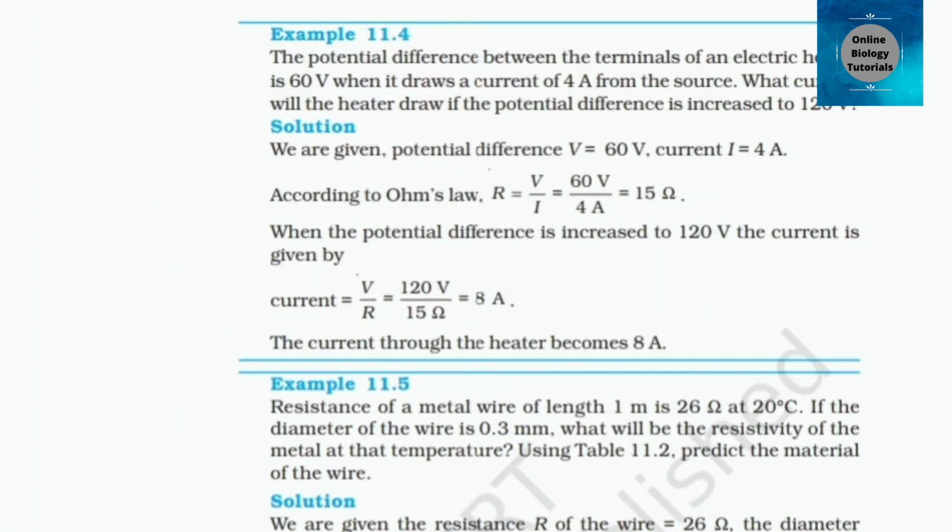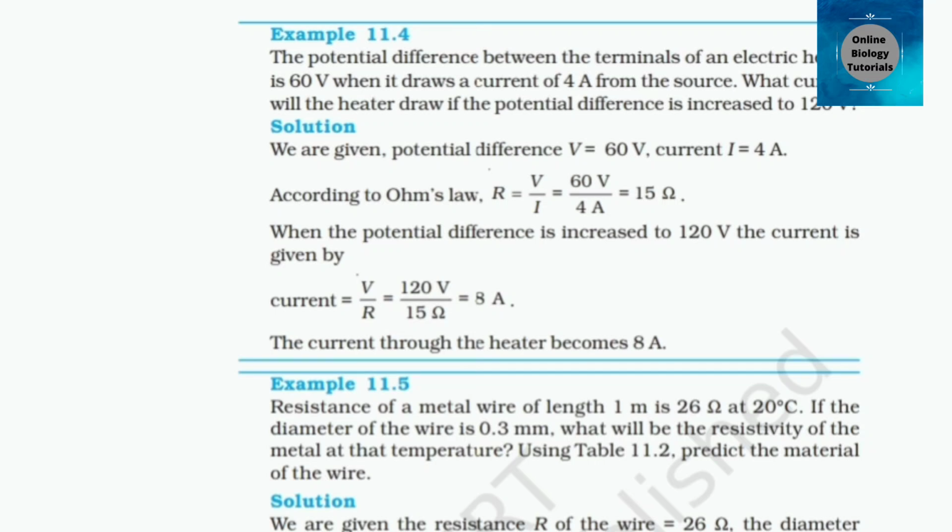Example 11.4. The potential difference between the terminals of an electric heater is 60 V when it draws a current of 4 A from the source. What current will the heater draw if the potential difference is increased to 120 V? Solution. Kindly check the solution from the book.